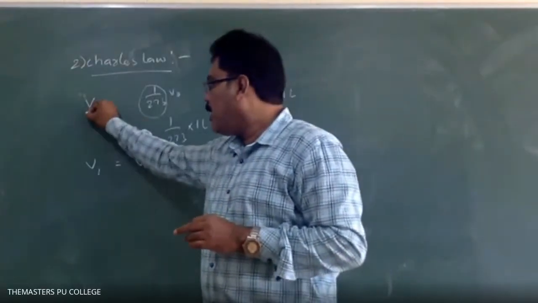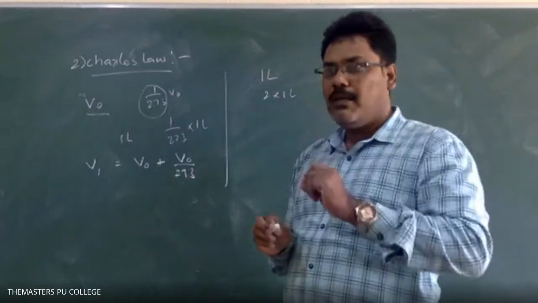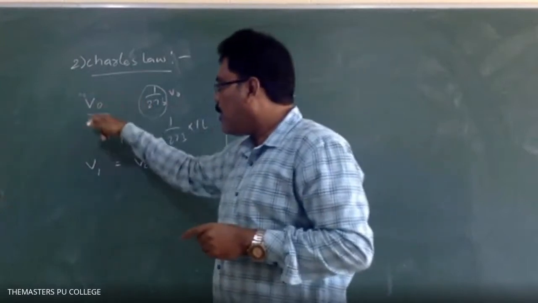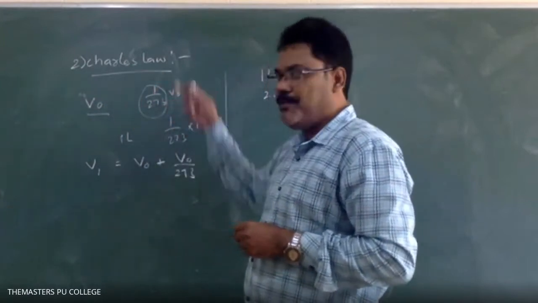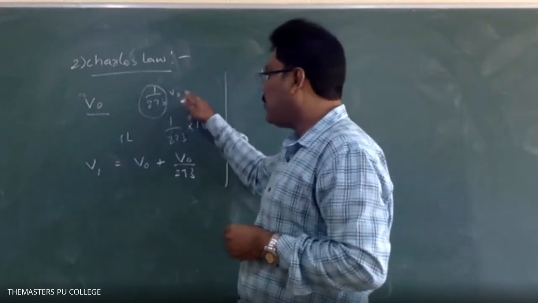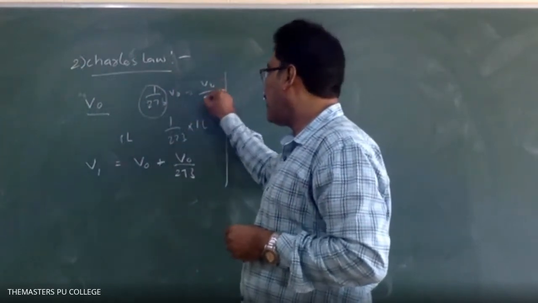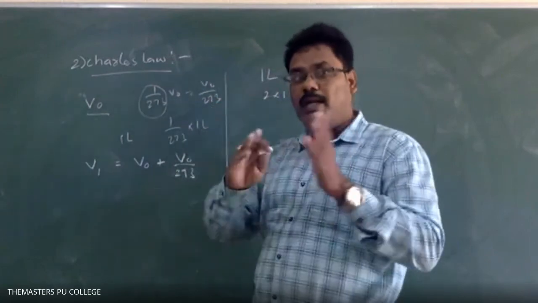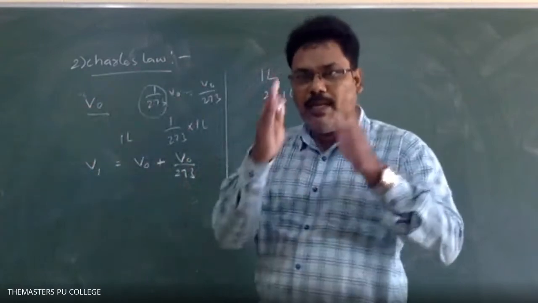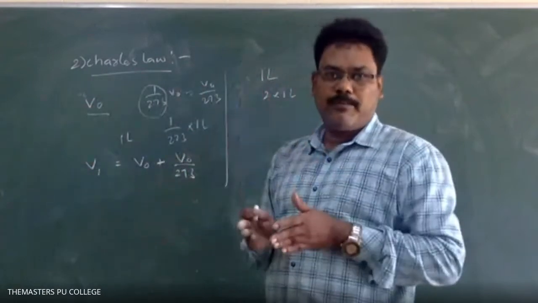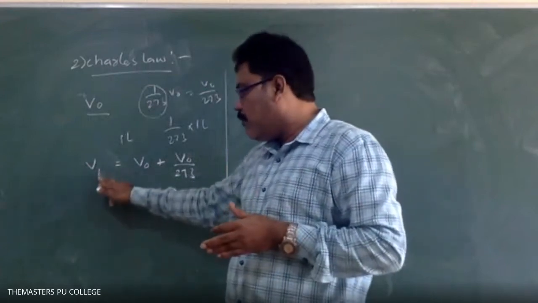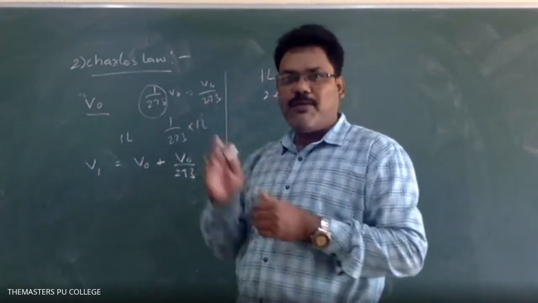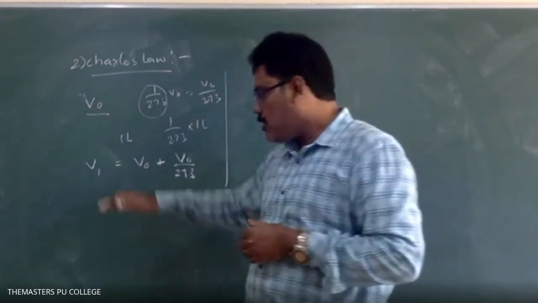So here, with the initial volume of the gas V0, we are increasing the temperature by 1 degree Celsius, then the volume of gas increases 1 by 273 times. Means 1 by 273 into V0, which can be written as V0 by 273. So this is the increased volume. But what is the total final volume? Initial volume plus increased volume. So by increasing 1 degree Celsius, V1 is equal to V0 plus V0 by 273. So this is for 1 degree Celsius.